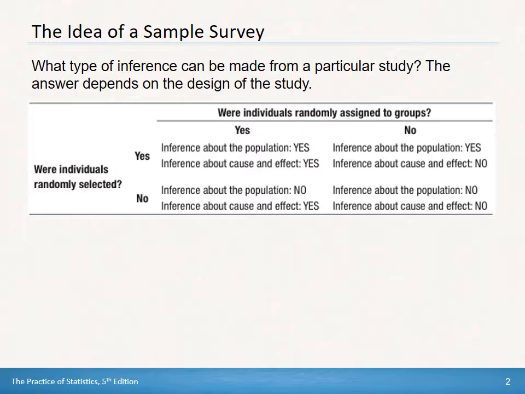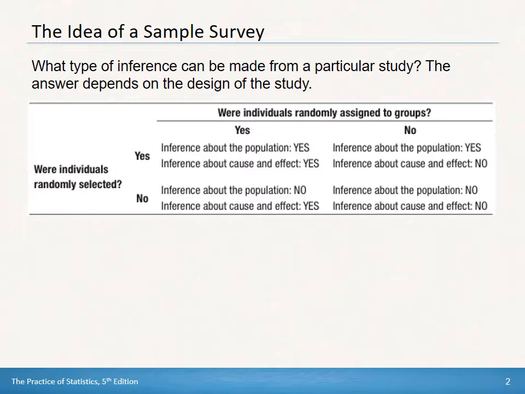You'll notice on the last section that we did on 4.2, we talked about some experiments that had volunteers. So in that case, the randomly selected would be no. They were not randomly selected. They were volunteers. But then we took them and we separated them into two groups randomly. So that means that they were randomly assigned. So you're basically just answering yes or no.